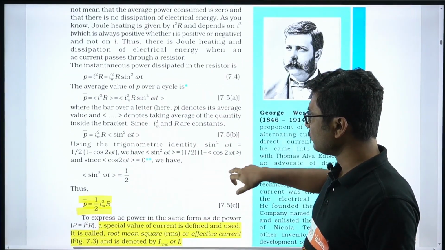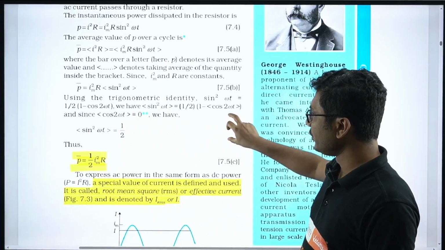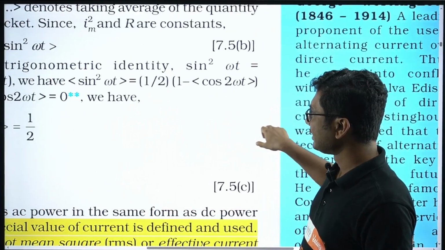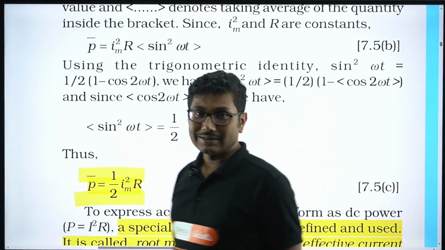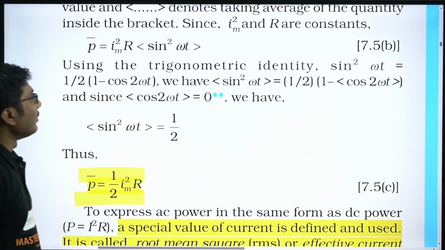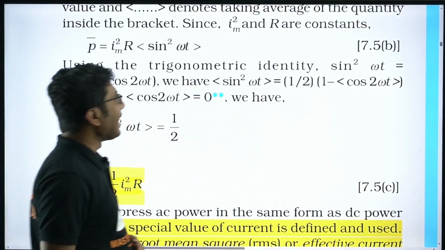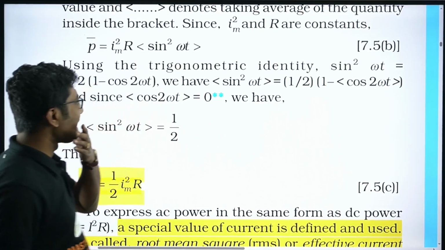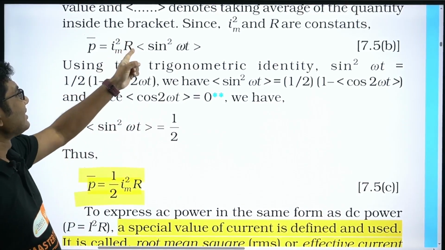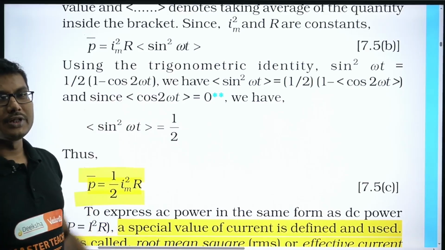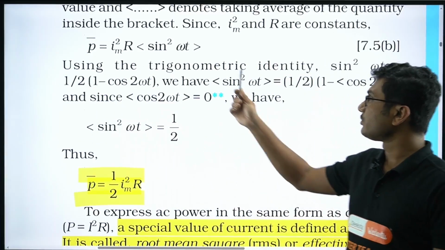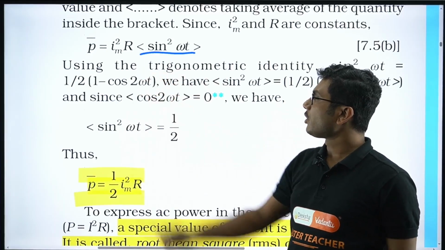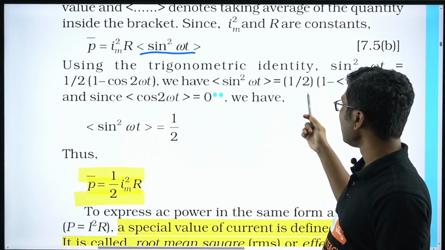Now let's move on. So now we know that power in DC was given by I square R. Right, now in case of AC, I square R does not make much sense because there is a sine square term involved with the current. So what we have to do is take the average of this sine square omega t. Now sine square omega t's average turns out to be half.